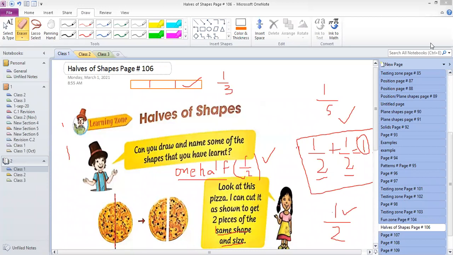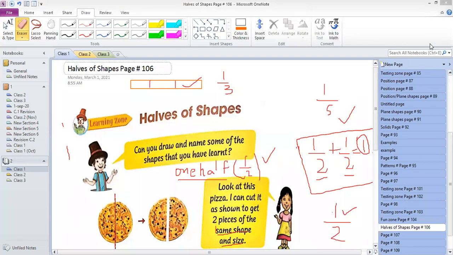We are learning the unit halves and quarters of the shape, and you have learned about the halves of shapes and the quarters of the shape. I will revise the definitions with the main concept, because today we are going to start a testing zone of this unit. We will have to complete that, and for that you should know the definitions of halves of the shapes and the quarters of the shape. The main concepts you should know.